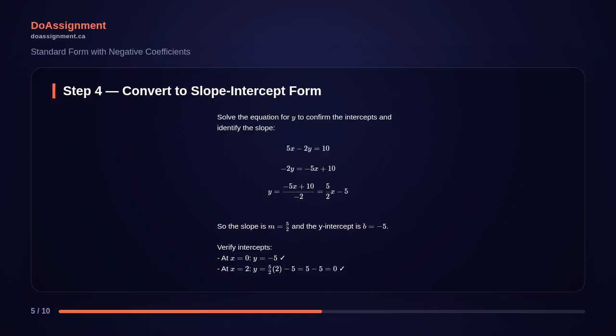Let me also solve for y to get slope-intercept form. Subtracting 5x from both sides gives negative 2y equals negative 5x plus 10. Dividing everything by negative 2 gives y equals 5 halves x minus 5. The slope is 5 halves and the y-intercept is negative 5, confirming both of our earlier intercepts.